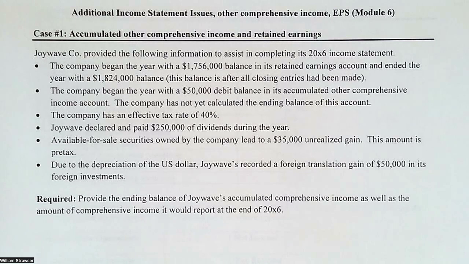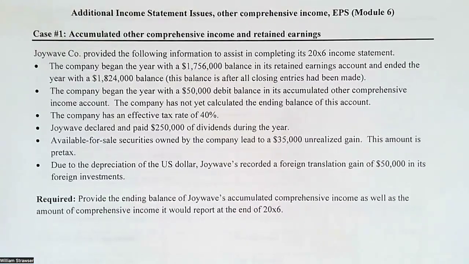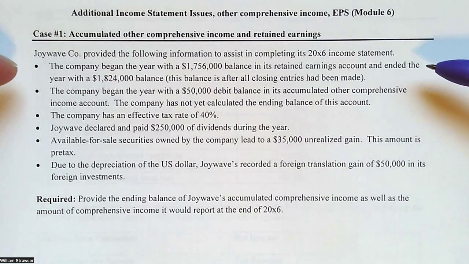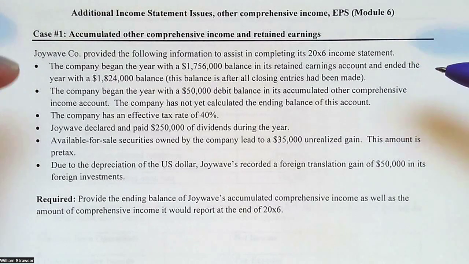Case 3 is something that you can figure out by visiting the video lecture and reading through the notes, but does incorporate important concepts. So let's look at case 1. We have a company Joywave, and we're trying to complete some information about the 20x6 income statement. The first bullet gives us information about the retained earnings account. It gives us the beginning balance and an ending balance.